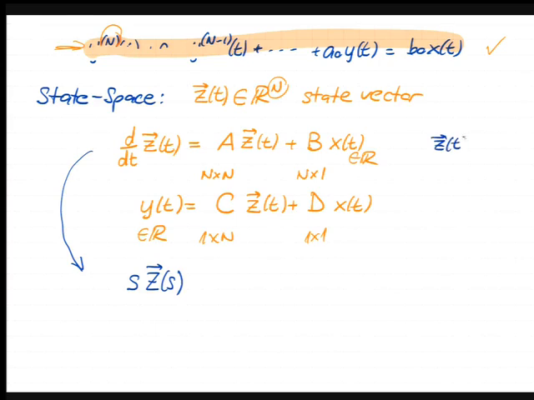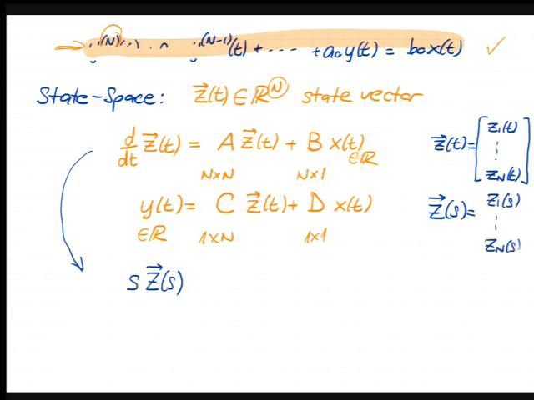I'll be a little more explicit. Z of t is really a collection of scalar state variables z1 to zn. Could be voltages and currents and things of that sort, right? So when I say z of s, I simply mean the Laplace transform of the first entry to the Laplace transform of the last entry. Okay? So obviously, the derivative property applies individually, so it applies to the vector as well.